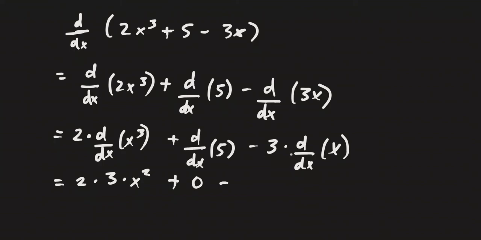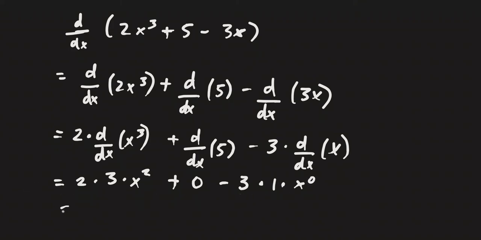But the next part is going to be, well, the constant multiple rule, so this is just going to be 3 times the derivative of x. Well, x is basically x to the power of 1, so I can still use the power rule to solve this. So I'm going to take this 1 and put it outside and multiply by x to the power of 1 minus 1, which is 0.